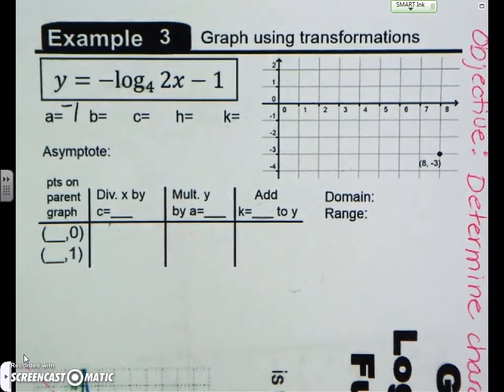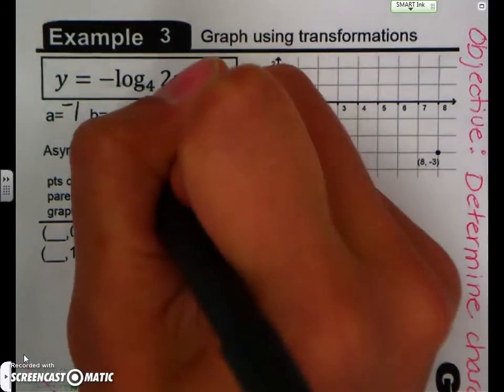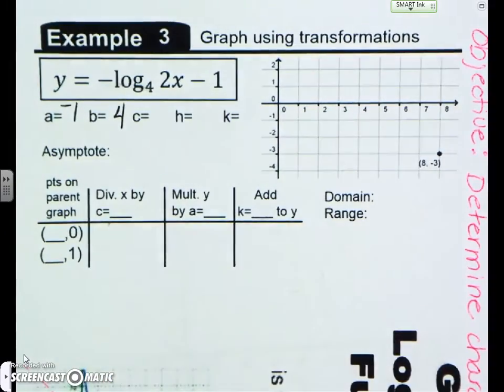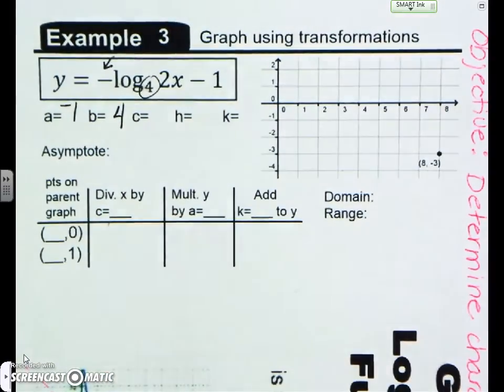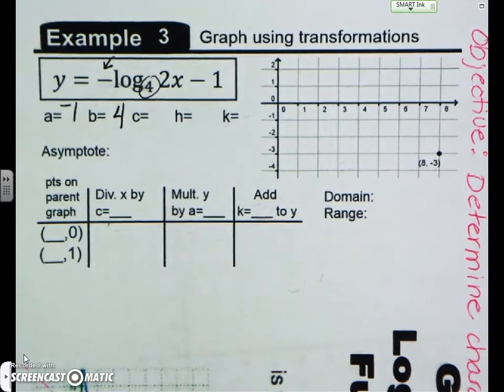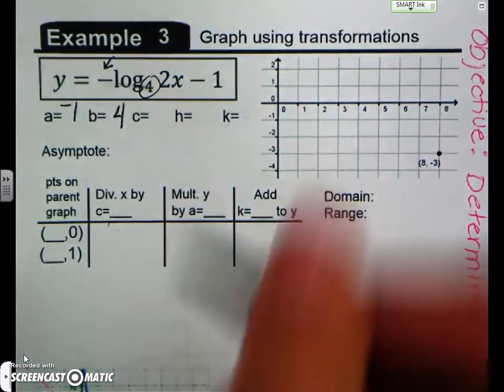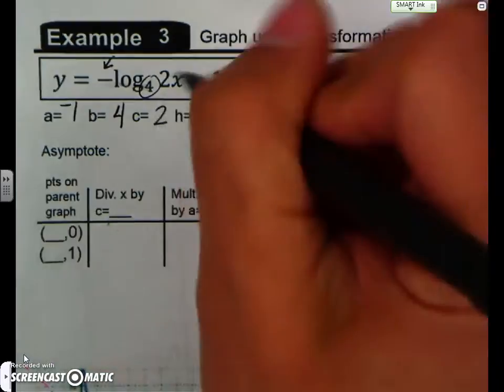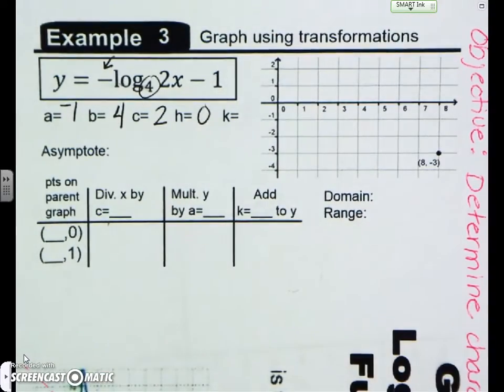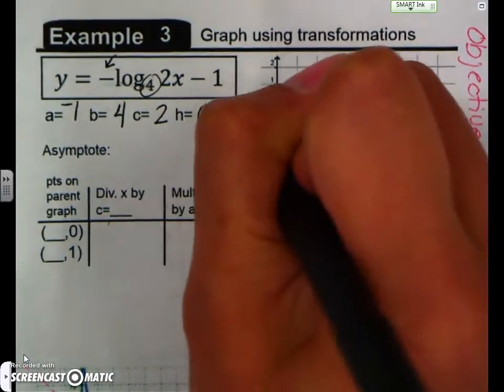What is the value of B? 4. B is not 4. Oh, I'm sorry. Yes, you're right. B is 4. Thank you. It's the base. A is the number in front of the log function. C is going to be what? 2. Good. H? 0. There's nothing there. Good. And then K is -1.